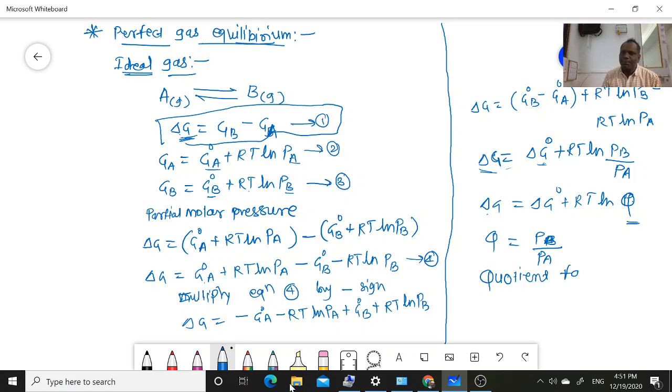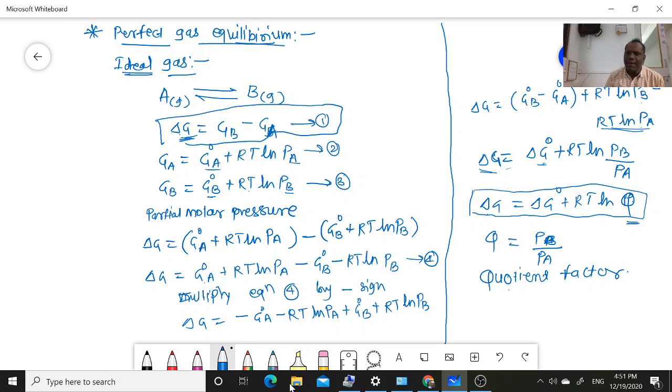Quotient factor. Now this equation, remember, delta G is equal to delta G0 plus RT ln Q. How have we written it here? PB divided by PA. Since this is a minus term, therefore plus RT ln, and these two terms are the same, therefore PB divided by PA. So we have written here PB divided by PA.